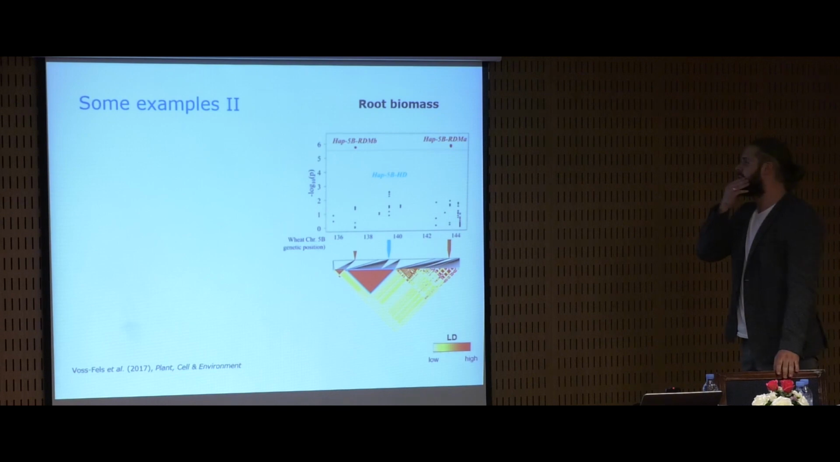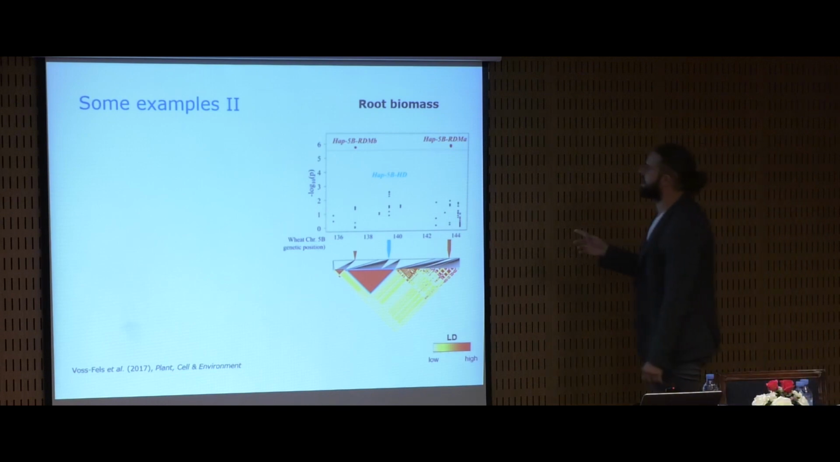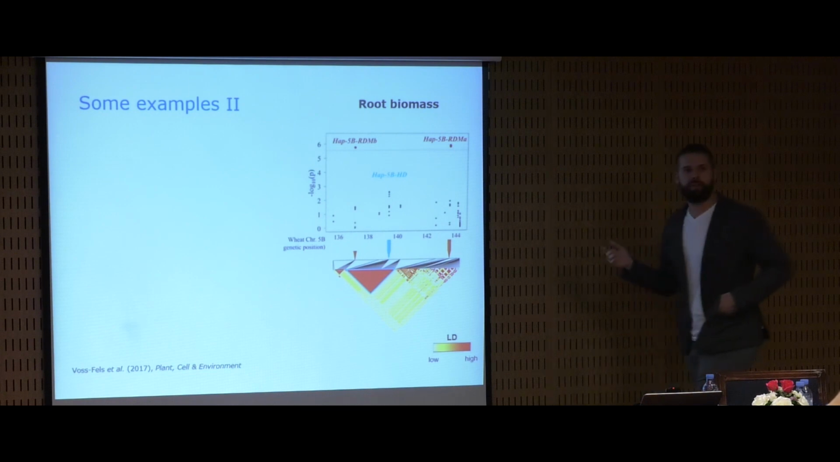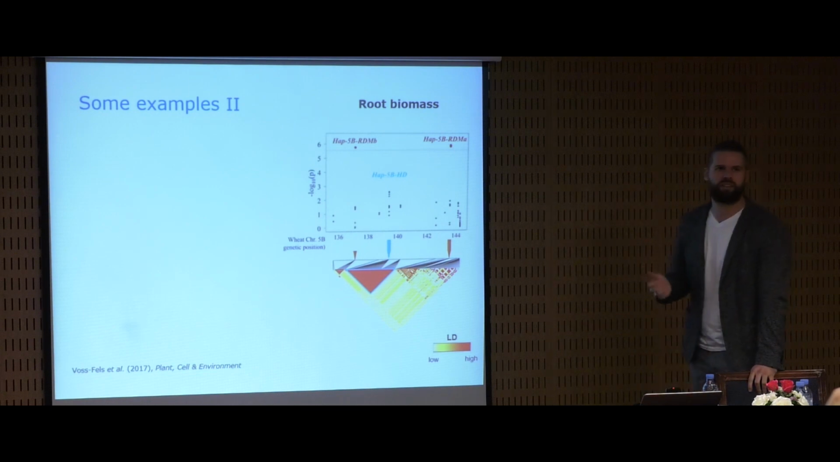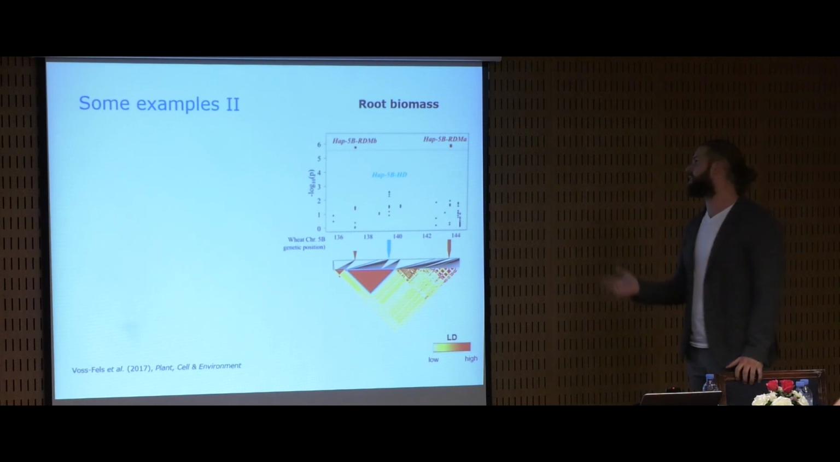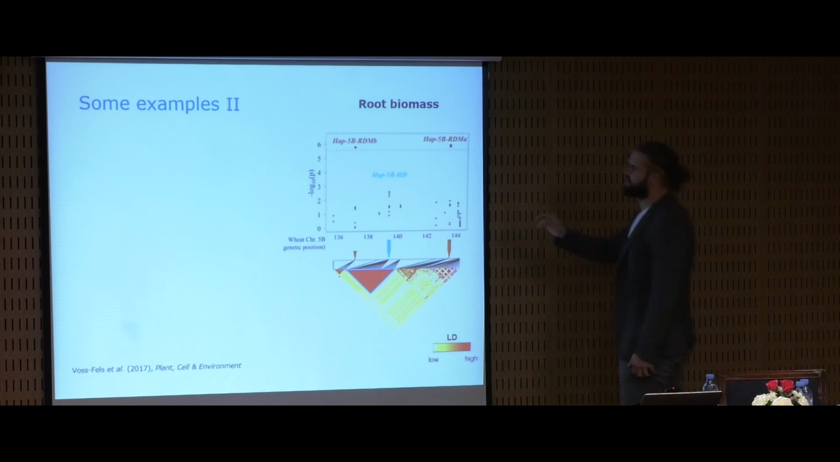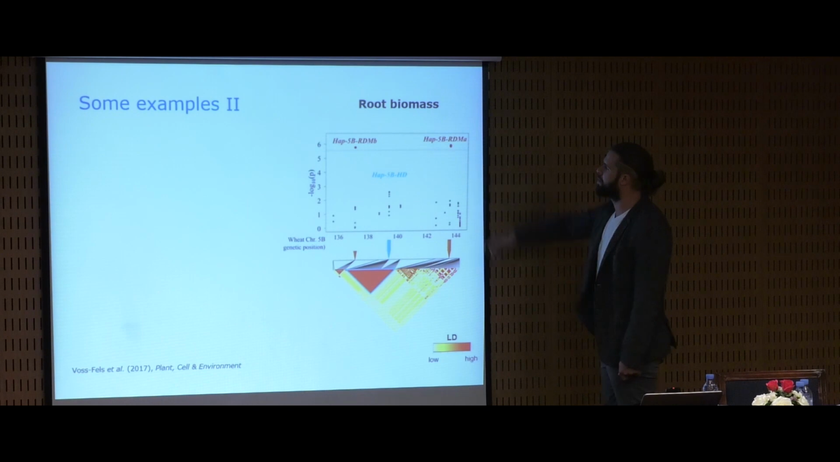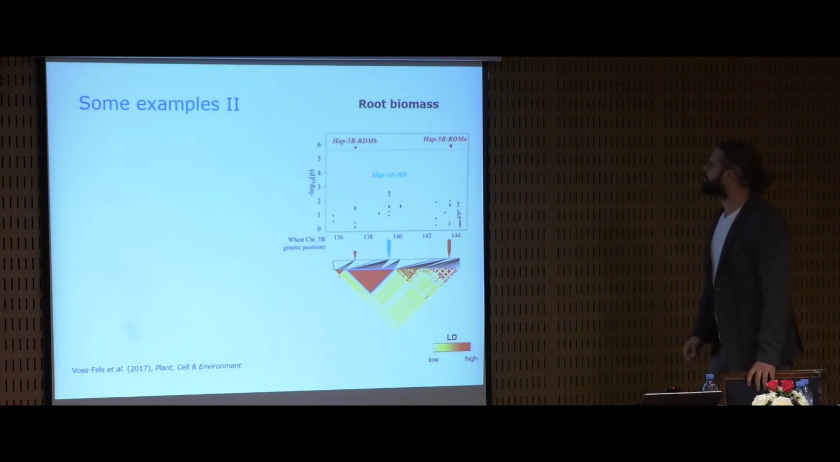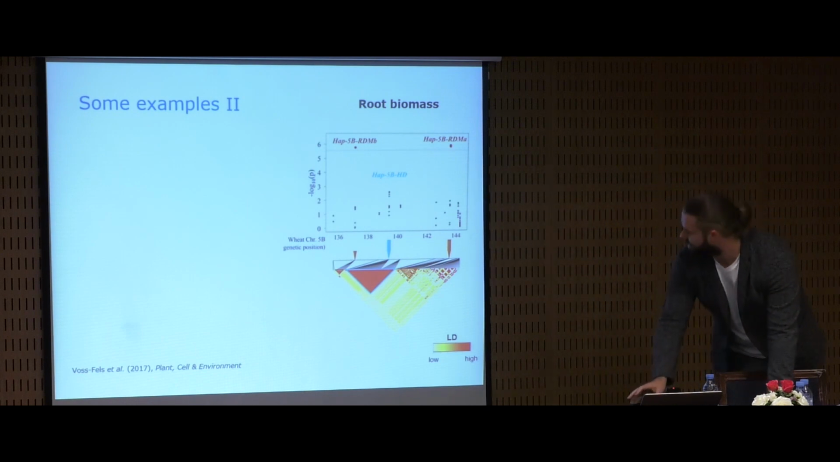So another example comes from a study that I was working on a couple of years ago, where we measured root biomass, which is probably even worse because you have to dig them out and you have to dry them and you have to weigh them. But I was also fortunate enough to map 2 significant QTL on chromosome 5B. And so we basically did the same thing.